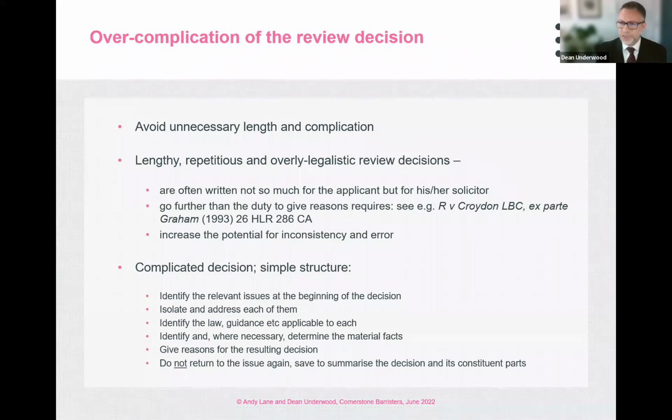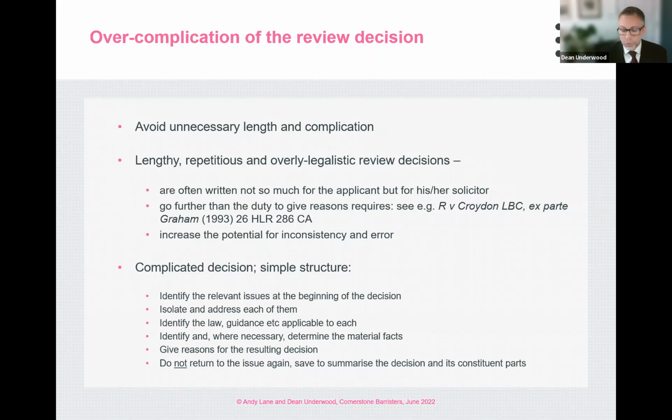Lengthy, repetitious, and if I can put it this way, overly legalistic review decisions, as indicated on the slide, are often written not so much for the applicant, but for the solicitors representing him or her, not least because, of course, it's the solicitors who put forward various challenges, including legal challenges, to the way in which the original decision is made. But they frequently, in doing so, go far further than the duty to give reasons requires.